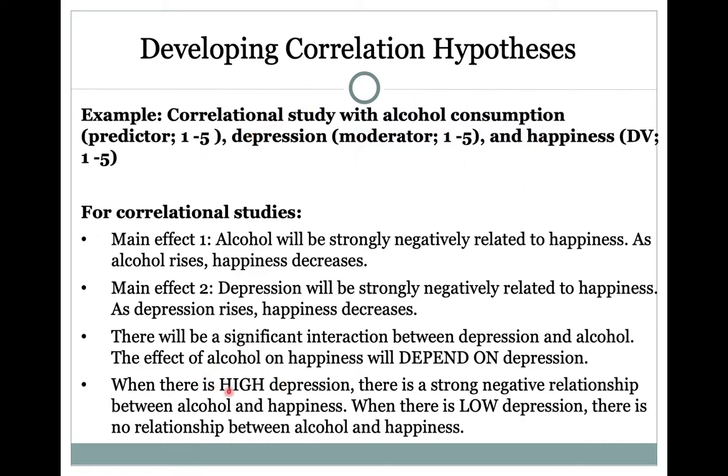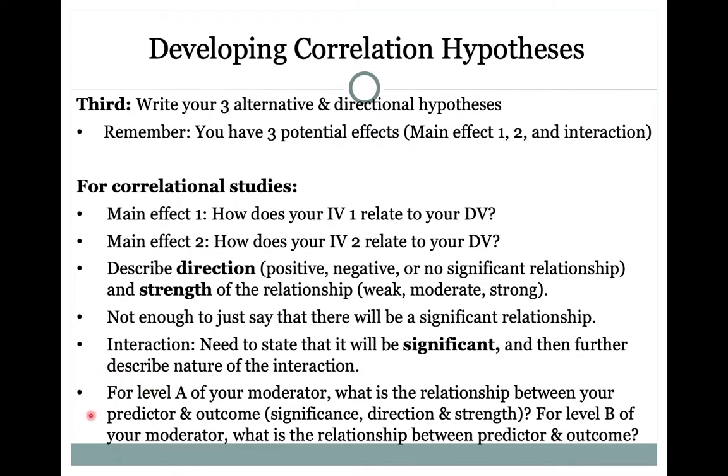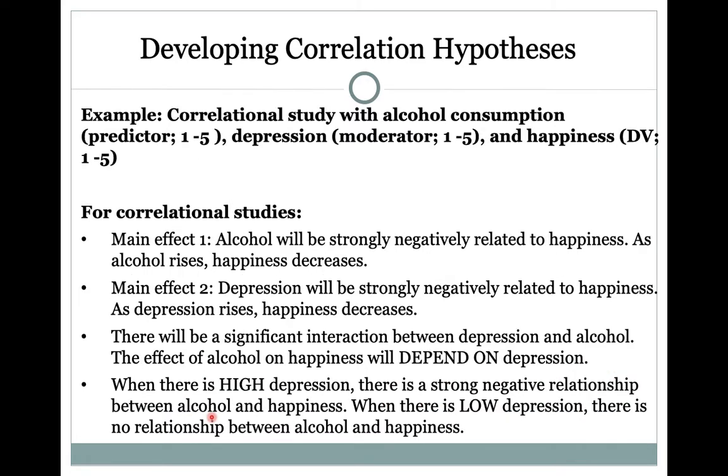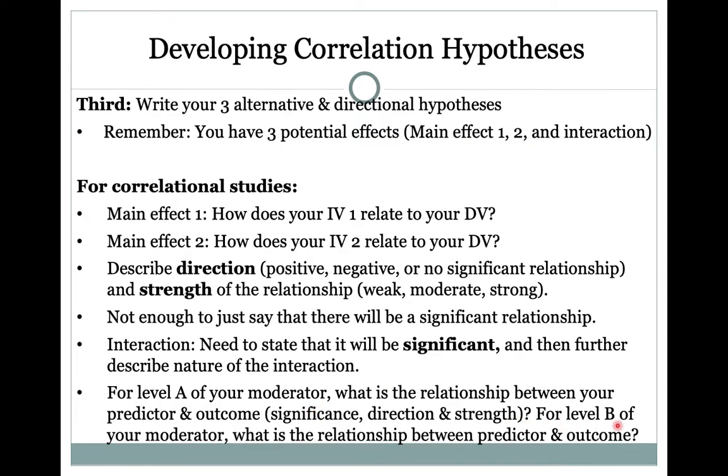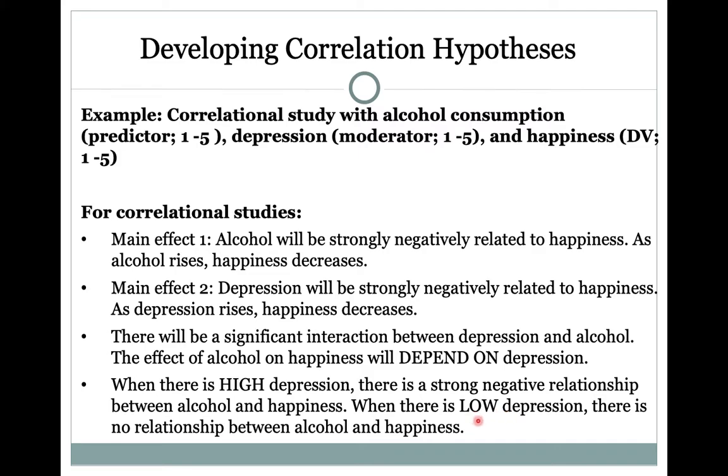Because when someone is really depressed, more alcohol makes them less happy, but when someone is not depressed, there's no relationship between those two. So this is directly from this template right here. For level A of your moderator, what is the relationship between your predictor and your outcome? If we switch, level A is high depression. When there's high depression, the relationship is a strong negative relationship between alcohol and happiness. Going back, for level B of your moderator, what is the relationship? Level B is low depression. There is no relationship between alcohol and happiness.